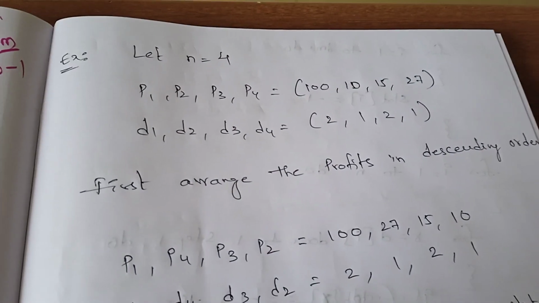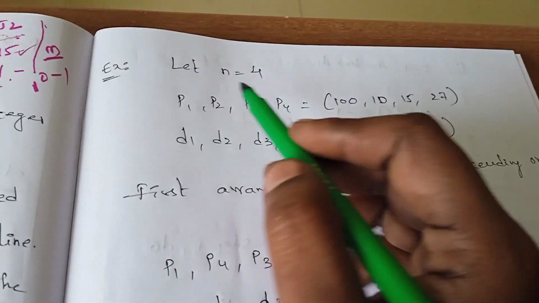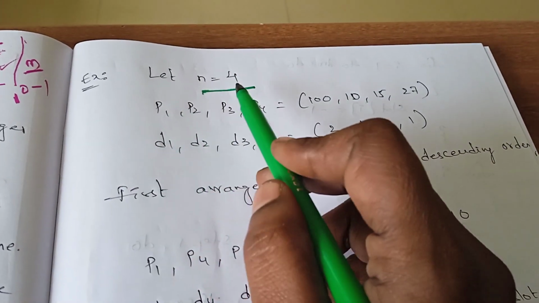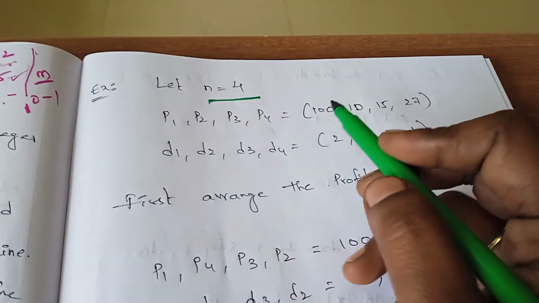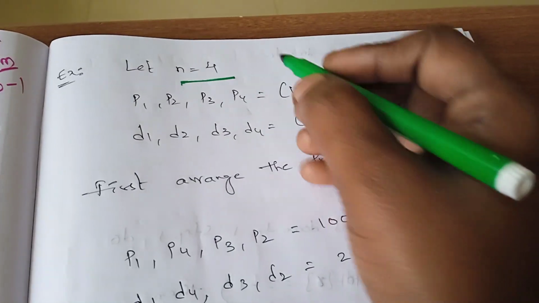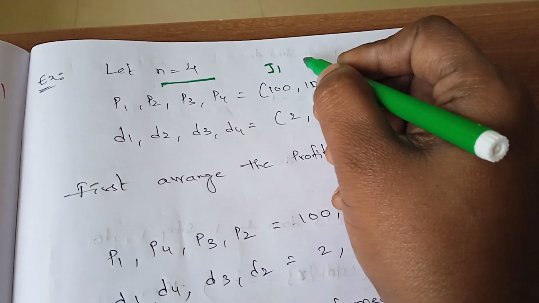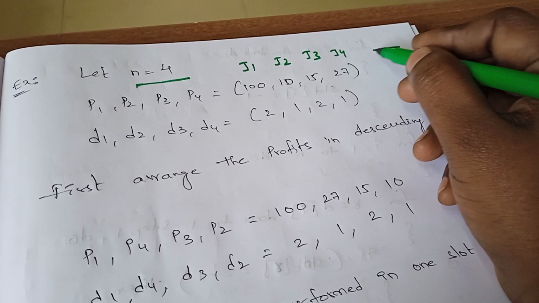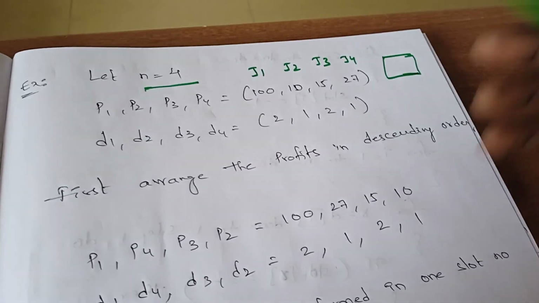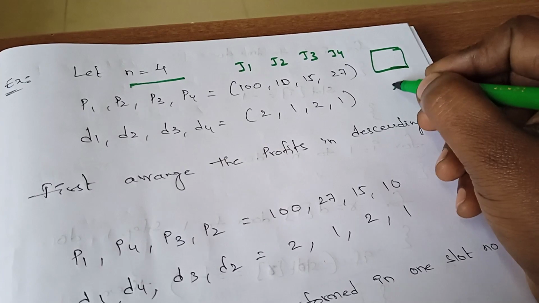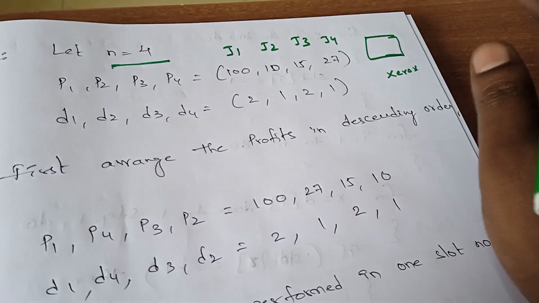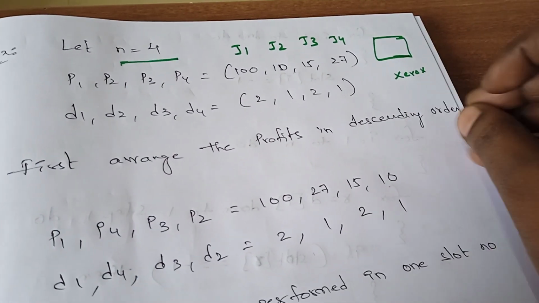Now, let's see the example. I have 4 jobs to be performed, n equal to 4. The profits of the jobs are 100, 10, 15, 27, that means for J1, J2, J3, J4. Now let us suppose I have one machine. Let us assume that this is a Xerox shop. For example purposes I am telling you this. This is not from the textbook, only to understand what job sequencing is.